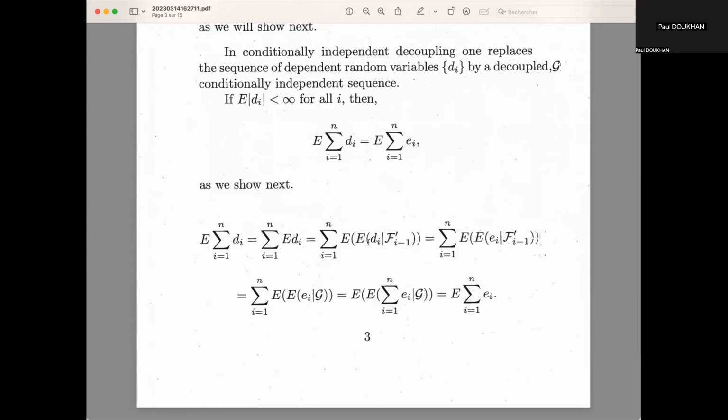Now, since the E sub i's are independent given the D's, I can replace this by the expected value of the E sub i's given the sigma field of the D's. Because they are independent, I can drop the sigma field of the D's. Then, since this is a sigma field, I can take this expectation out by linearity of expectations, and then take this expectation out again, and that gives me what I was looking for by iterated expectations.